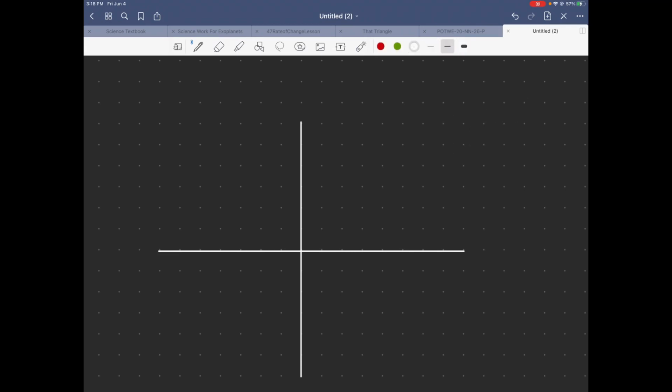So this is quadrant number 1. I'm writing this in Roman numerals because this is how we commonly write it, but we say 1. This is quadrant 2. This is quadrant 3, and this is quadrant 4.